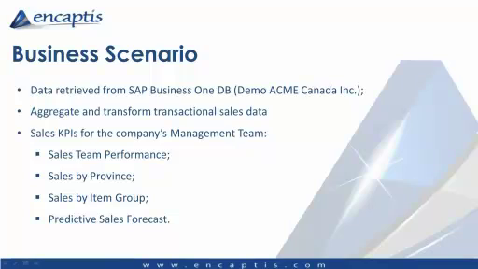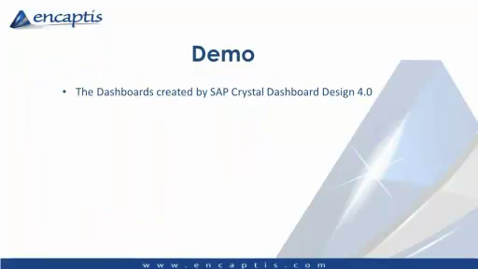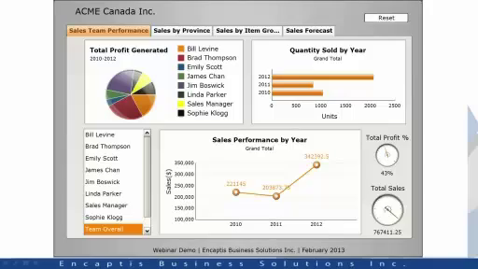The sales data is from SAP Business One database, and I'm using the ACME Canada localization for this demo. And the demo is created by SAP Crystal Dashboard Design 4.0. So as you can see, this is a demo dashboard connected to the data from Business One database. I basically group different KPIs and put them under 4 tabs in order to answer those 4 requirements.